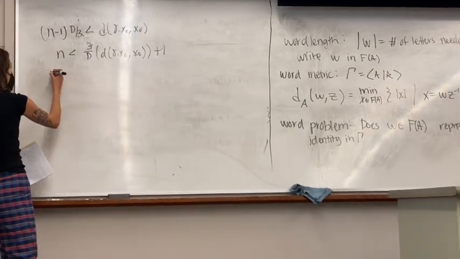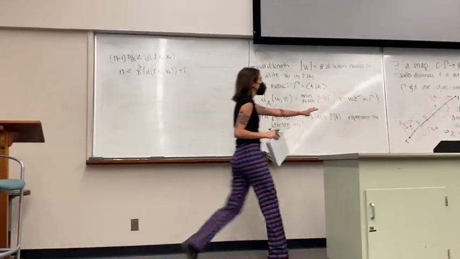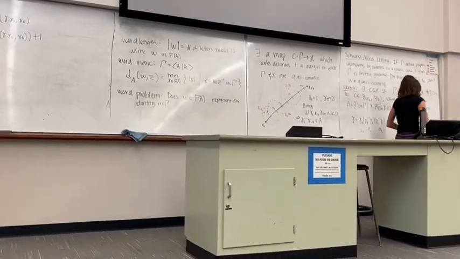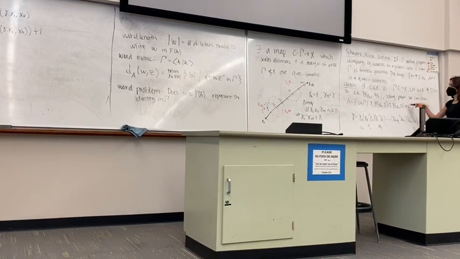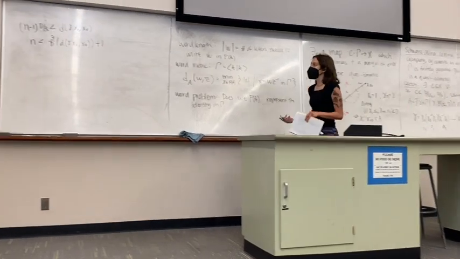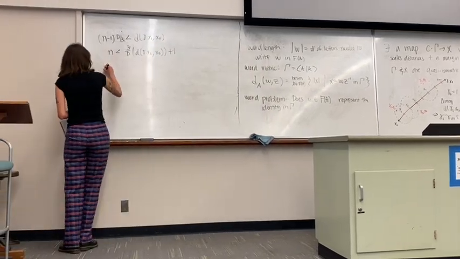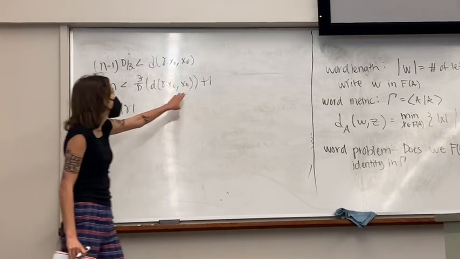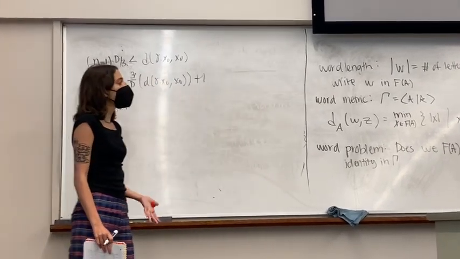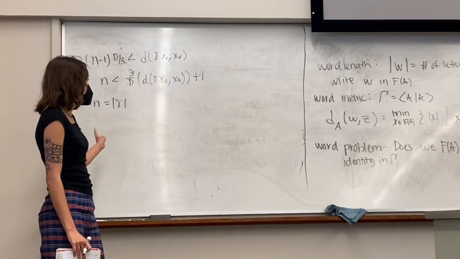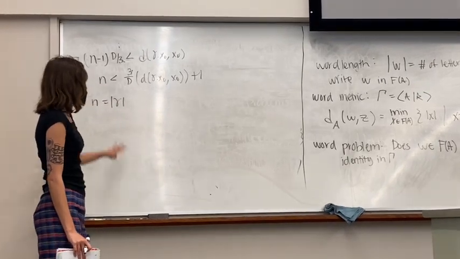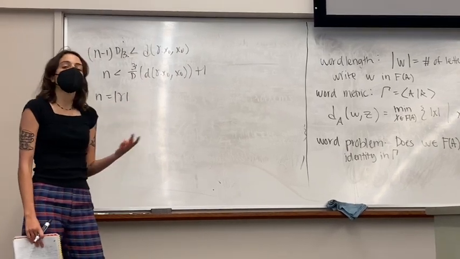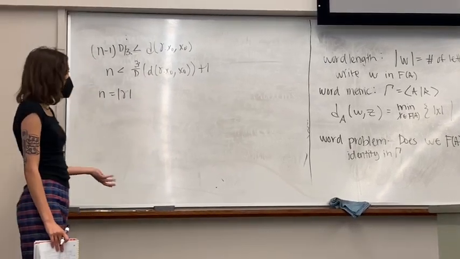And so, since we've written gamma as a word of length n from our generators, we can show that n is equal to our distance, with a scaling factor of 3 over d and a margin of error of 1. We end up with a quasi-isometric embedding from gamma to x. And so now we can conclude that gamma and x are in fact quasi-isometric.